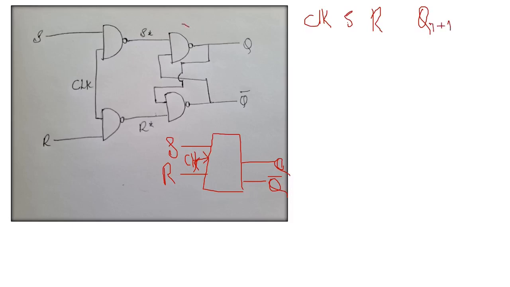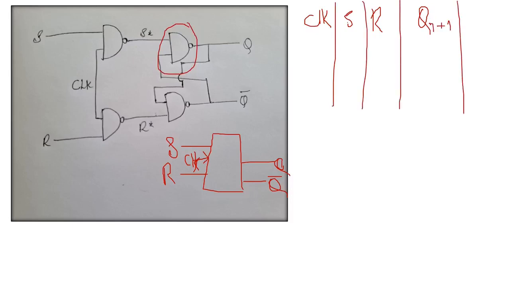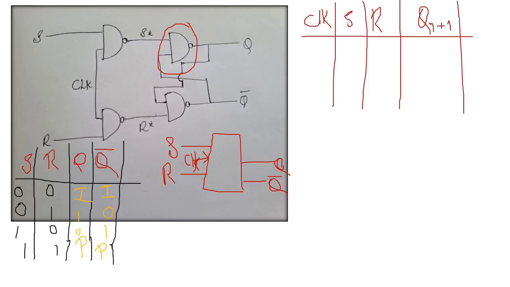Here you can see it is a NAND gate. So to write this truth table you need the SR latch truth table. Here I'll be writing the SR latch truth table. So this is the truth table for SR latch. When it is 0, 0, Q and Q bar are the two outputs. When both the inputs are 0, then Q and Q bar values will be invalid.